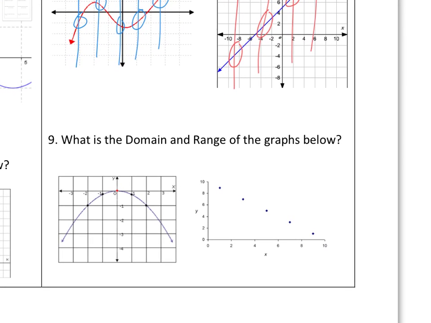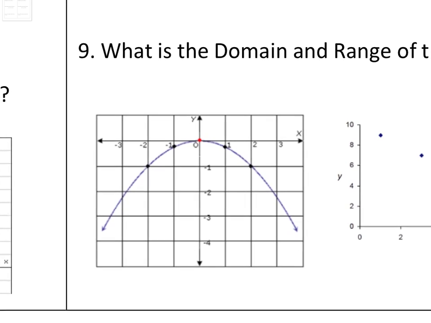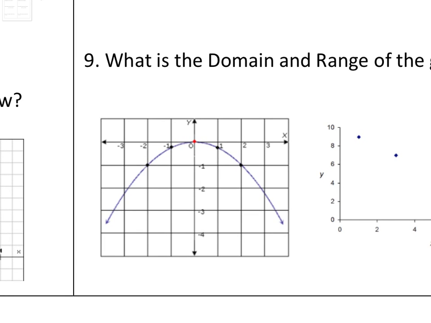Number 9, what is the domain and range of the graphs below? Okay, so you have two graphs here. One is a continuous graph, one is a discrete graph. On this graph here, I know you don't have colors on your paper. Yours is in black and white. That's okay. If you want, you can label it continuous above the graph, just so you know. Continuous is the easier one to remember because it continues on forever. Therefore, it's a continuous graph.